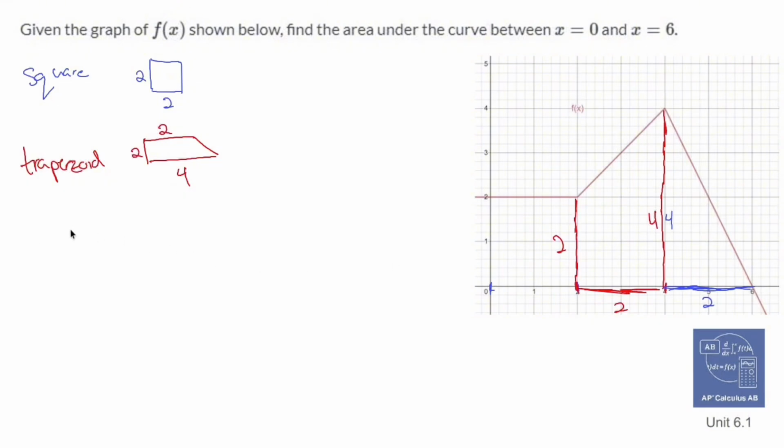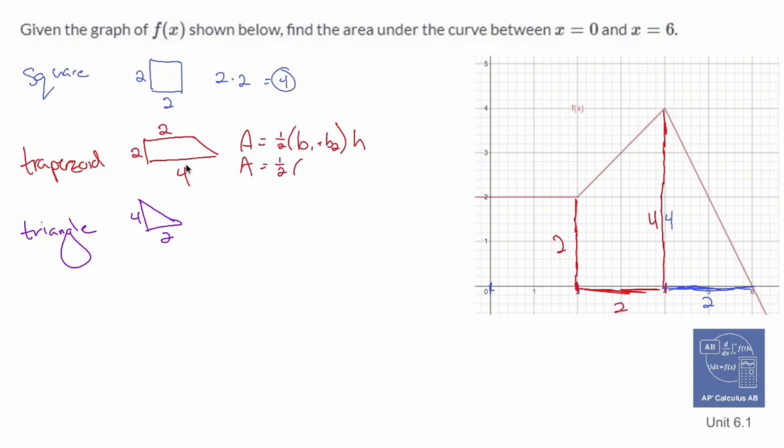So let's get a different color. Triangle. Okay, height of 4, length of 2. Perfectly drawn. All right, so a square, easy peasy lemon squeezy. 2 times 2 is 4, length times width. Trapezoid's area is found by doing 1/2 of base sub 1 plus base sub 2 times the height of the whole thing. So in this case, that would be 1/2 of base sub 1, so 4, plus base sub 2, so 2, times the height, which is 2. So 1/2 of 6 times 2 is going to be 6.